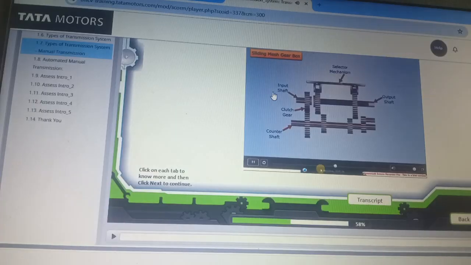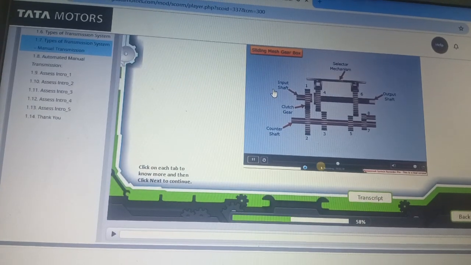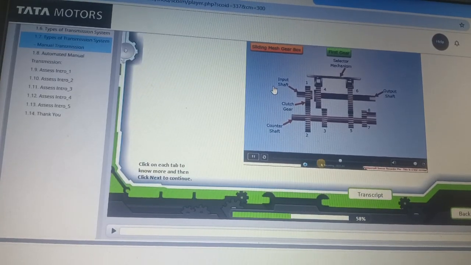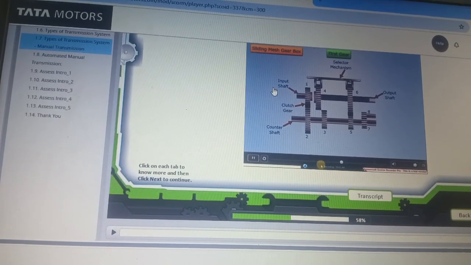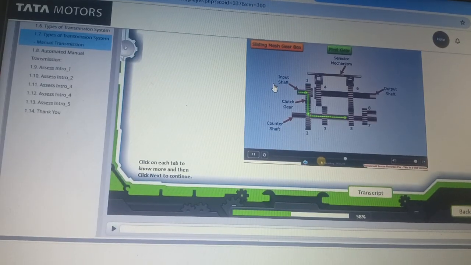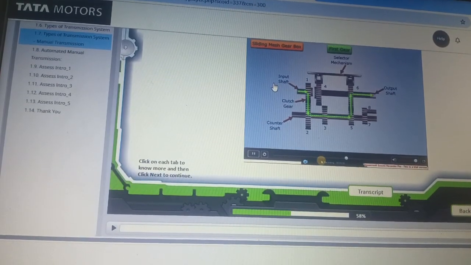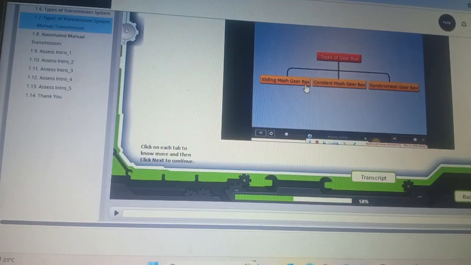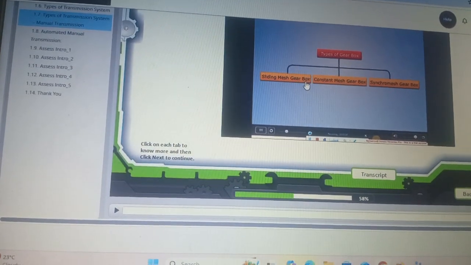Let us number the gears 1 to 8. Now to achieve the first gear, the gear number 6 is slid and meshed with the gear number 5. Now the power from the clutch shaft gets transmitted along the gears 1, 2, 5 and 6 to the output shaft, smaller than the gear 6. This reduces. Now let's discuss the constant mesh gearbox in detail.